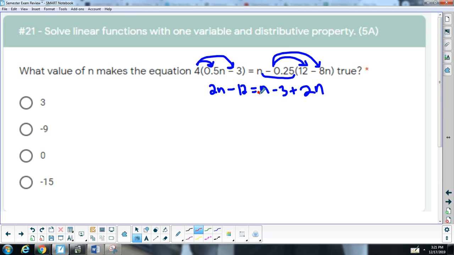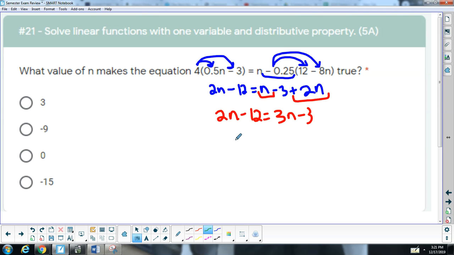Now I want to combine like terms. On this right side, I see I have 2 terms with an n, so I'm going to bring down 2n minus 12 equals, and then n plus 2n gives me 3n minus 3.